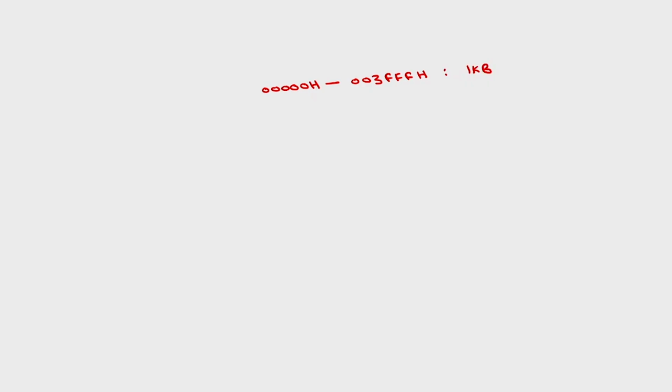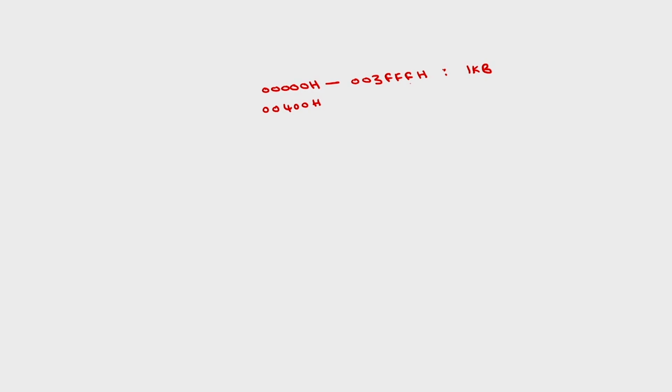Okay. If I want 2 kilobytes, it will be 1 kilobyte plus 1 kilobyte. This is only 1 kilobyte. So what is the next address after 003FFH? The ending address, starting off another kilobyte, will be 1 plus this address, so this will be 00400H. To get 1K, for 00000H we are adding 3FFF to get the 1K.